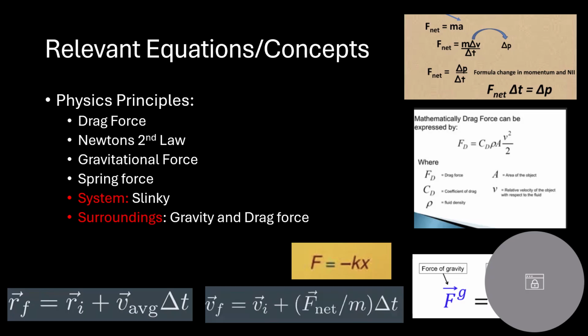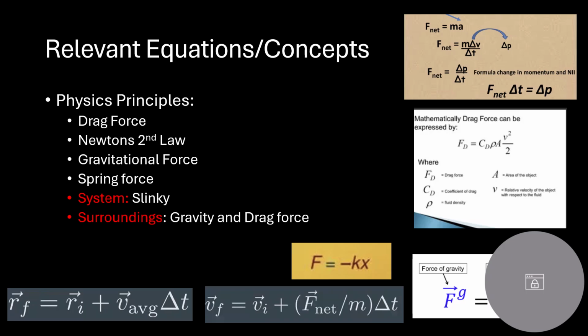Here are relevant equations and concepts that apply to this lab. First, we have drag force and Newton's second law. Newton's second law states the net force acting on an object equals its mass times its acceleration, F equals ma. This means if all forces on an object cancel out, acceleration is zero and the object remains stationary or moves at a constant velocity. Gravitational force is the downward pull on any object due to gravity, calculated as F equals mg, where m is the object's mass and g equals 9.8 meters per second squared, and always goes towards the center of the Earth.